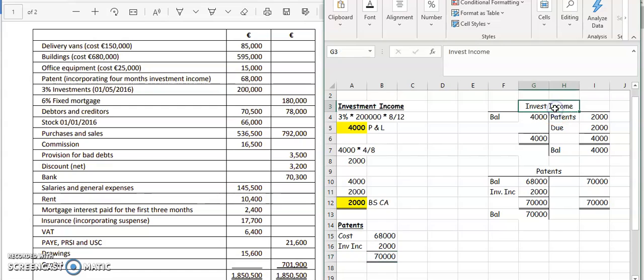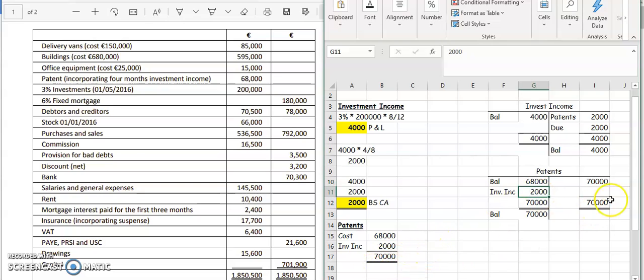So remember, investment income should be 4,000, which is a profit and loss of 4,000. 2,000 was part of the patents, so we're going to credit our investment income of 2,000 to increase it, because 2,000 was put into our patents. So credit, and we're going to debit our patents account. So that means that what's due is 2,000. That's this figure here that goes into the balance sheet as a current asset. And your patents then is going to be 68,000 plus 2,000.